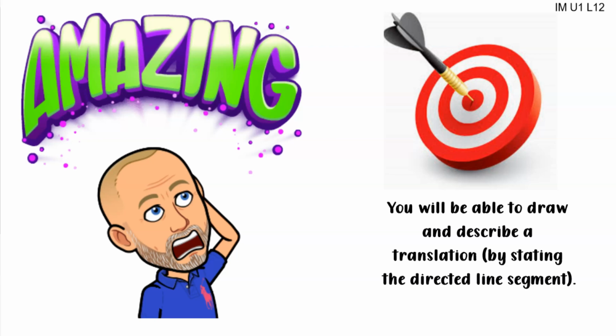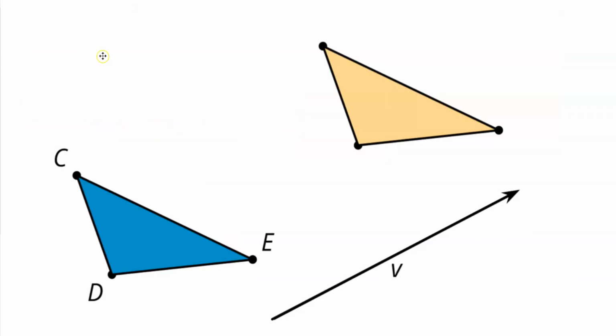This is Unit 1, Lesson 12, and in this lesson you'll be able to draw and describe a translation by stating the directed line segment. So, just a quick little review about translations. A translation is a rigid transformation, which means the shape that you start with is congruent to the shape that you end with. And in a translation, you're basically taking each point on the shape and sliding it a specific direction and a specific distance.